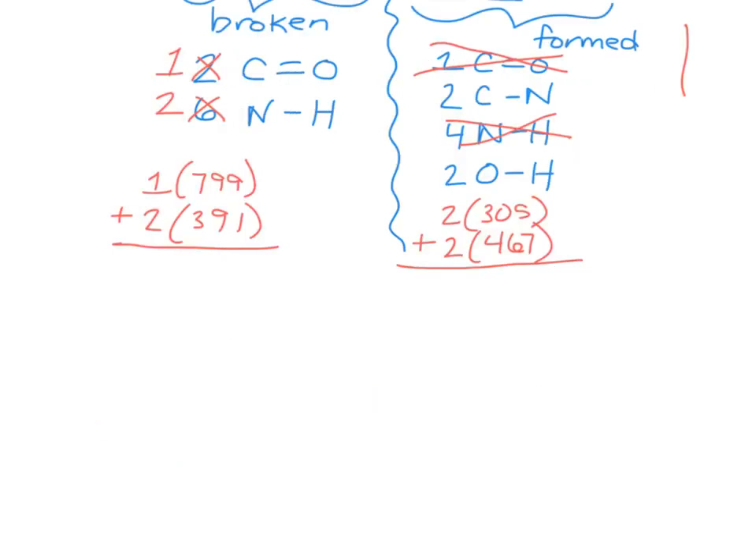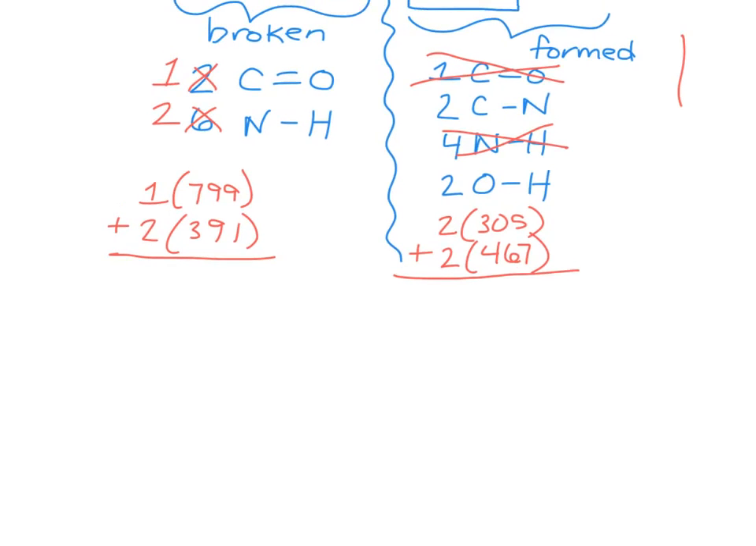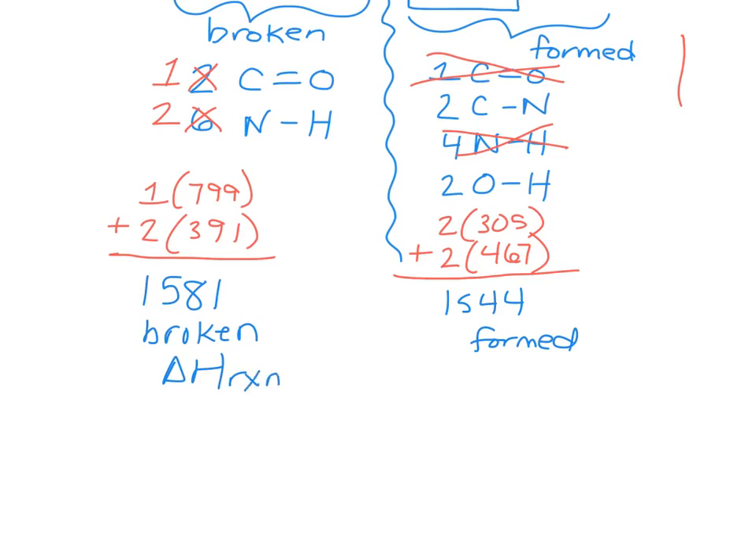When I add these numbers over here on the left side, I get 1,581. That's the energy for the bonds that are broken. And then over here on the right side, I get 1,544. These are the bonds that are being formed. So in order to get delta H for the reaction, I need to do bonds broken, 1581, minus bonds formed, 1544. So delta H for the reaction is going to be a positive 37.